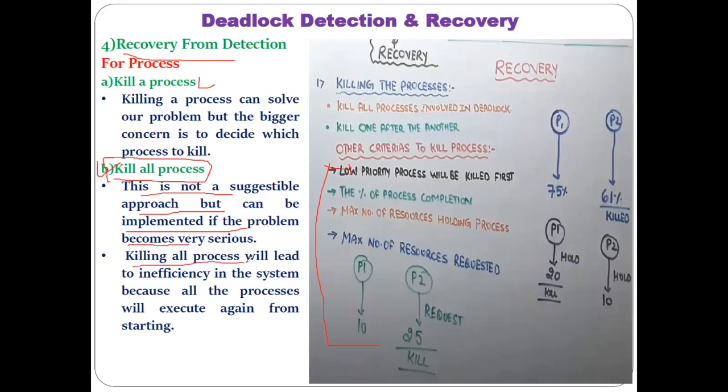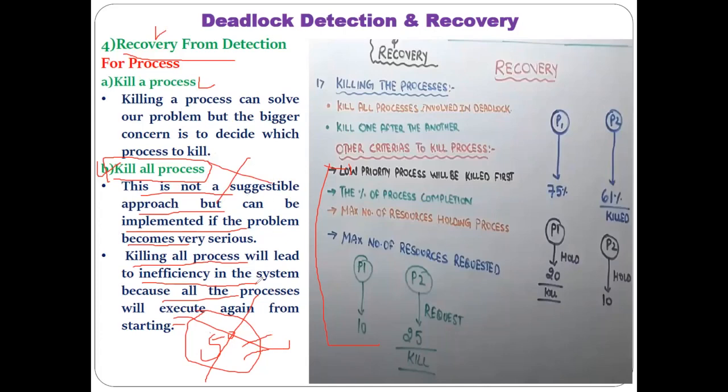Killing all processes will lead to inefficiency in the system. If 50 processes are running on your system and come under the deadlock, they might have completed some of their work, and if you kill all 50, they all have to be executed again by the operating system. So that creates inefficiency, and that is the reason killing all the processes is the most rarely used approach by the operating system to recover from the deadlock.